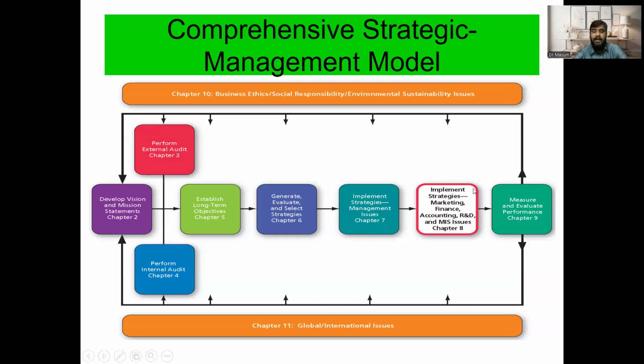And we are moving forward. Sorry. In the previous lecture, that means chapter 7, we discussed the management strategies, operation strategies, and mainly HR strategies. Now today we are going to discuss marketing strategies, finance strategies, accounting issues, R&D and MIS issues in today's lecture.